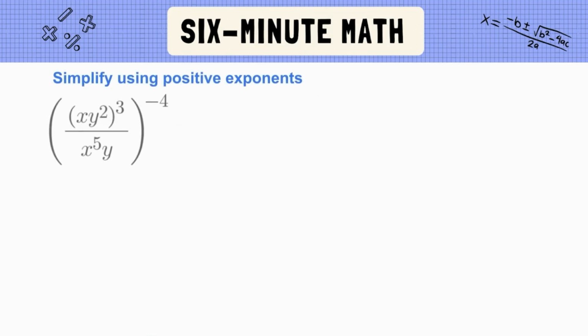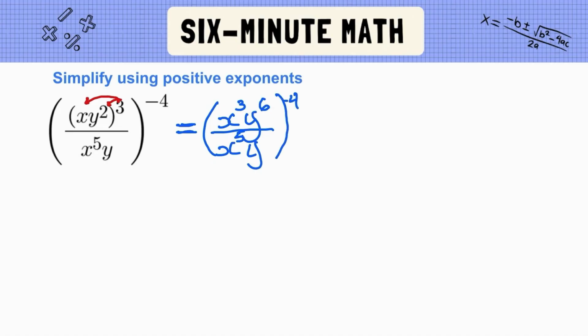Let's check out another example. For this example, I'm actually going to give you 2 different ways to do this. So our first way we'll do in blue. I'm going to simplify my top, which means I'm going to use power of a power with this cubed. I'm still going to have brackets, and I'm going to have x cubed y to the 6th. All of that is over x to the 5 y. And that's to the negative 4.